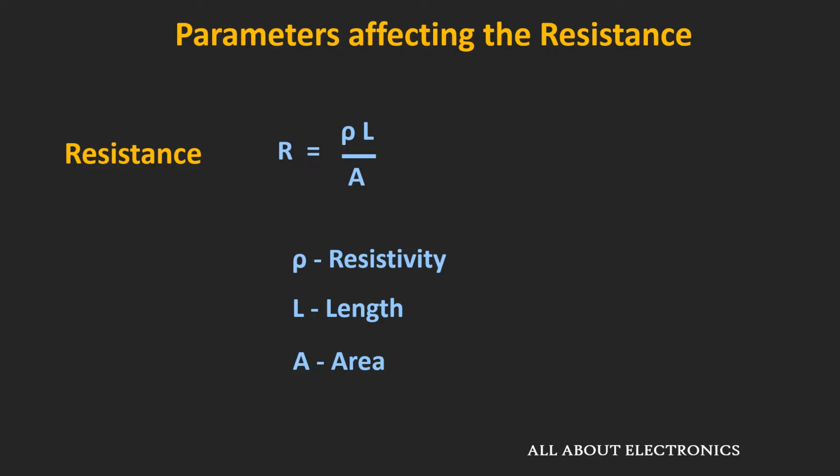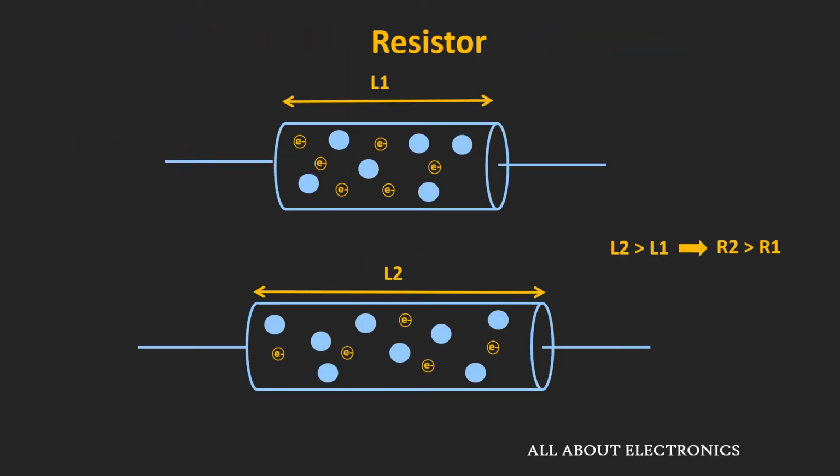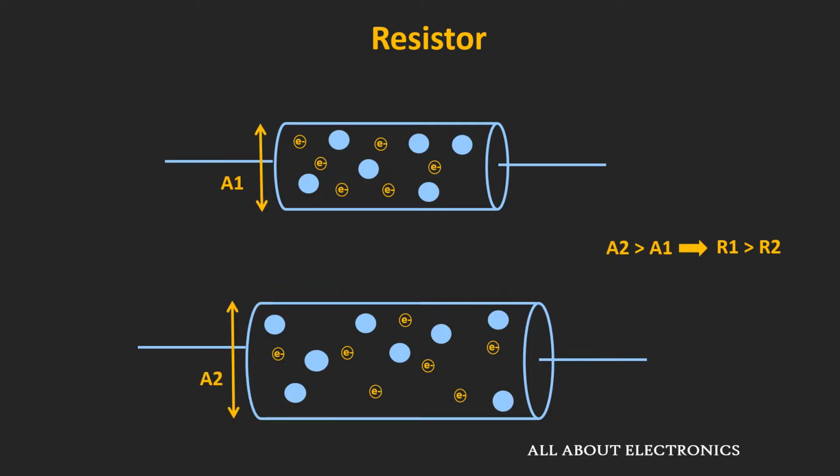Then the resistance is directly proportional to the length of the resistor, and inversely proportional to its cross-sectional area. As we increase the length, the electrons which contribute to the flow of current will see more resistance. Similarly, if we increase the cross-sectional area, these electrons can move easily across the resistor, so the resistance will reduce. In this way, by changing these three parameters, we can change the resistance of the resistor.